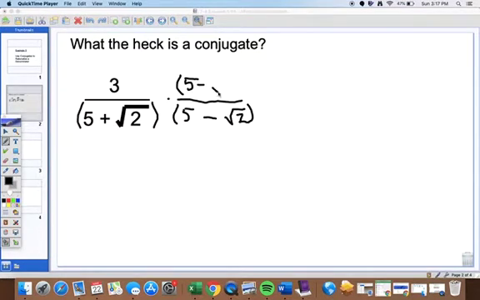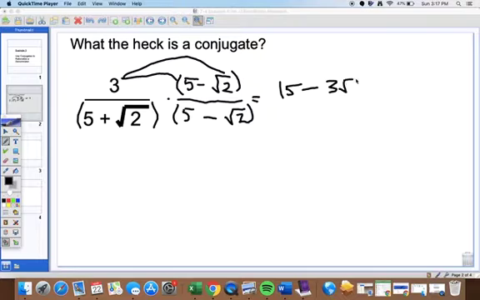Now, you might be thinking, okay, this looks really ugly, and how on earth is this going to help? So I'm going to walk you through this, and I think you'll see at the end that it's actually pretty simple, and it's a really smart way of getting rid of the radical. The first thing we do is the distributive property. You're used to these kinds of problems. So 3 times 5 gives you 15, and then minus, because we have a negative sign there, 3 times the square root of 2. So our top is all good right now.